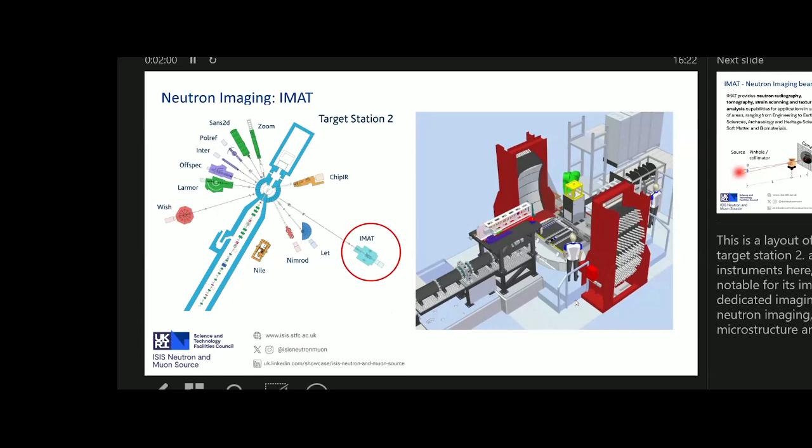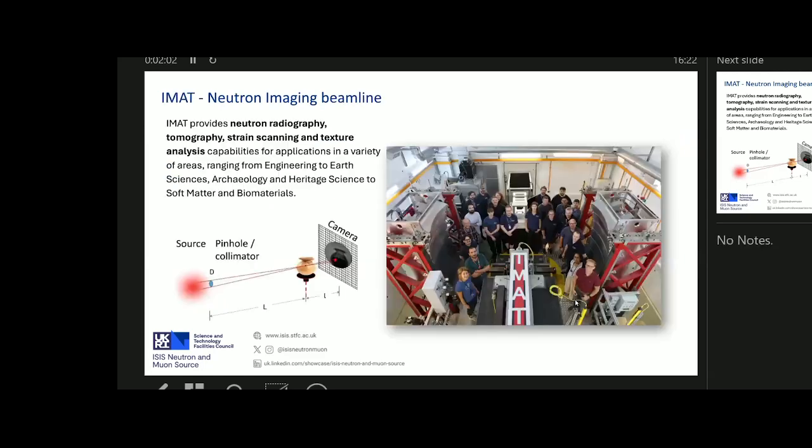This is how the beamline looks for the neutron imaging. Neutron imaging can be used similarly to X-ray imaging. We can use it for radiography, tomography, and also because we are a spallation neutron source, the neutron beam consists of a range of wavelengths, so we can do strain scanning and texture analysis based on this time of flight characteristic. You can see the group of people at the beamline here, and you can have an idea of how big this instrument is.